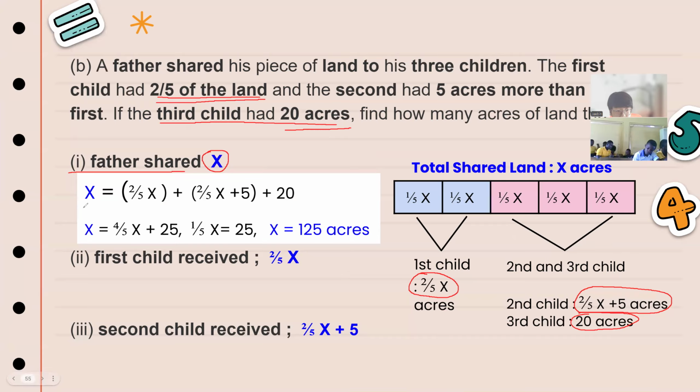Can we all solve this algebraic equation? And can you confirm that we get 125 acres as the total amount of land the father shared?